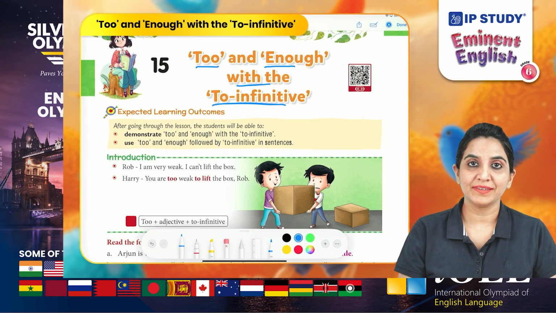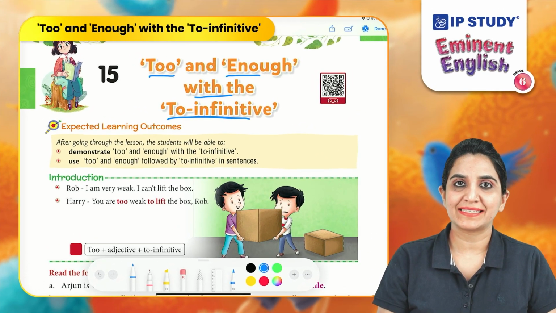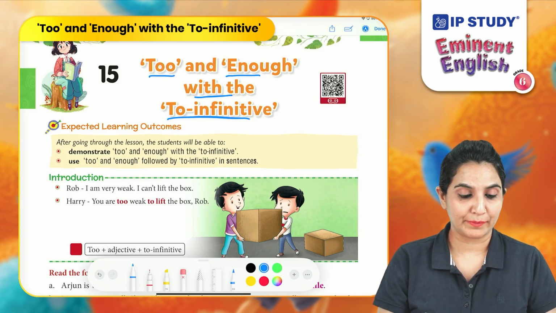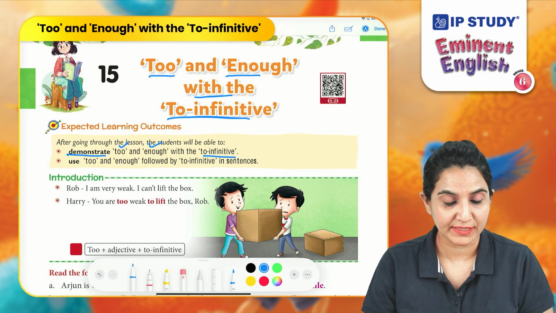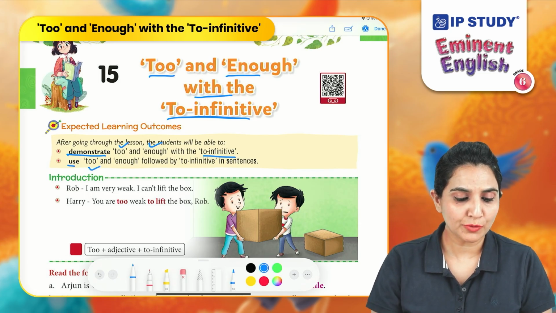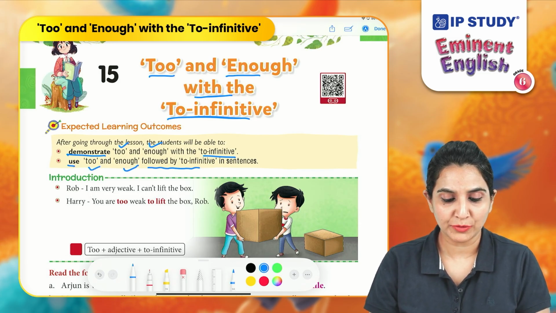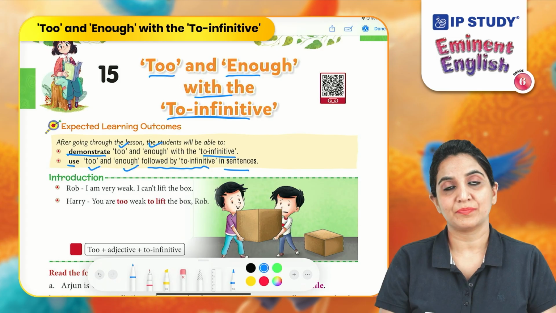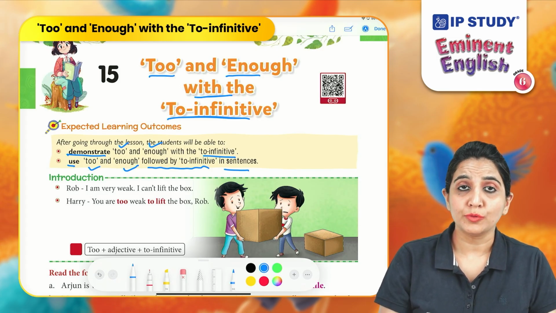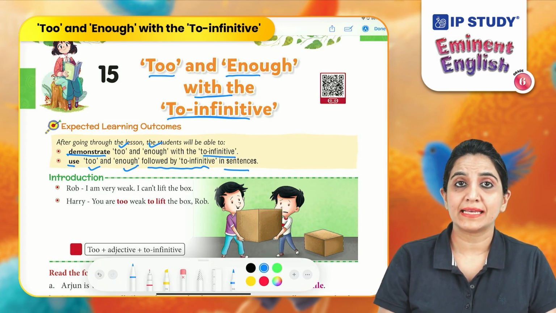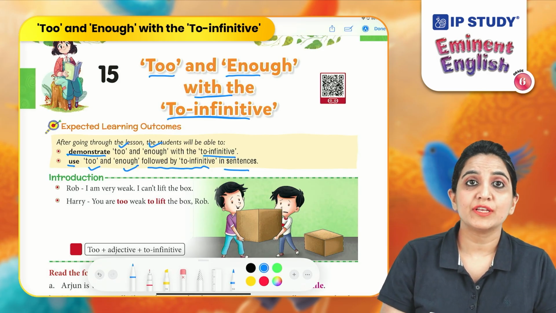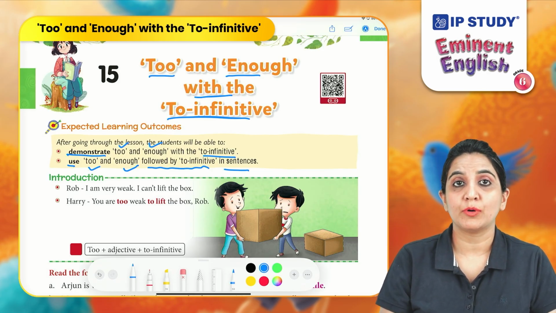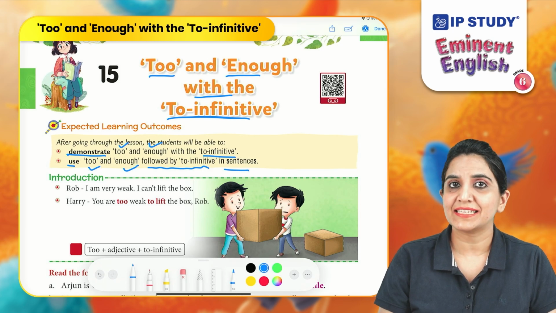Before we go further, let us see what you will understand before the end of this lesson. Before the end of this lesson, you will be able to demonstrate "too" and "enough" with to infinitive, and use too and enough followed by to infinitive in sentences. Always remember, "too" is used in the sentence in a negative sense, whereas "enough" is used in the sentence in a positive sense. Let us study this example.